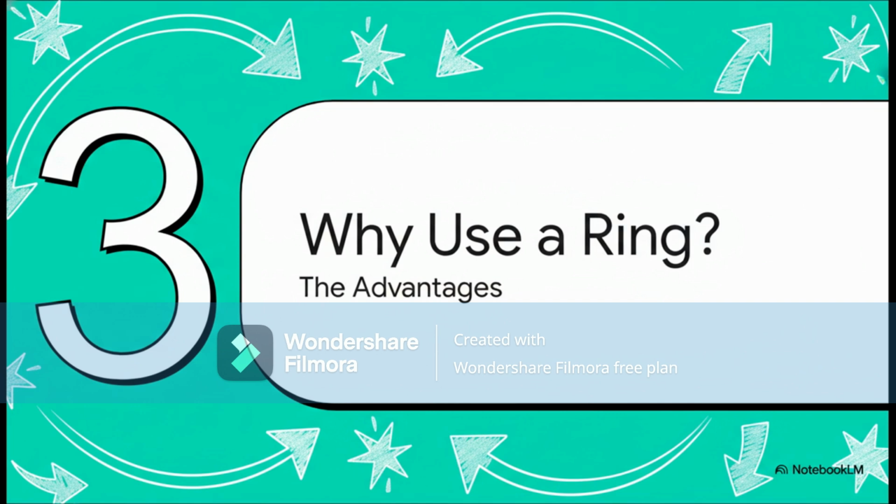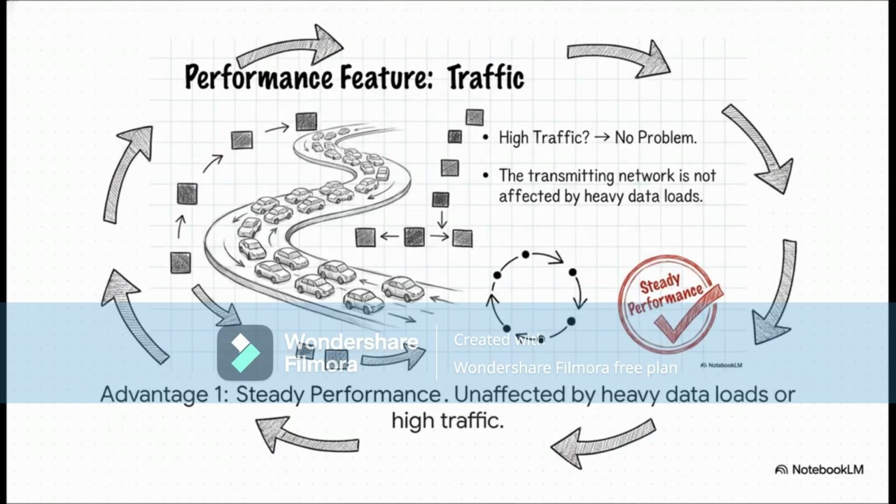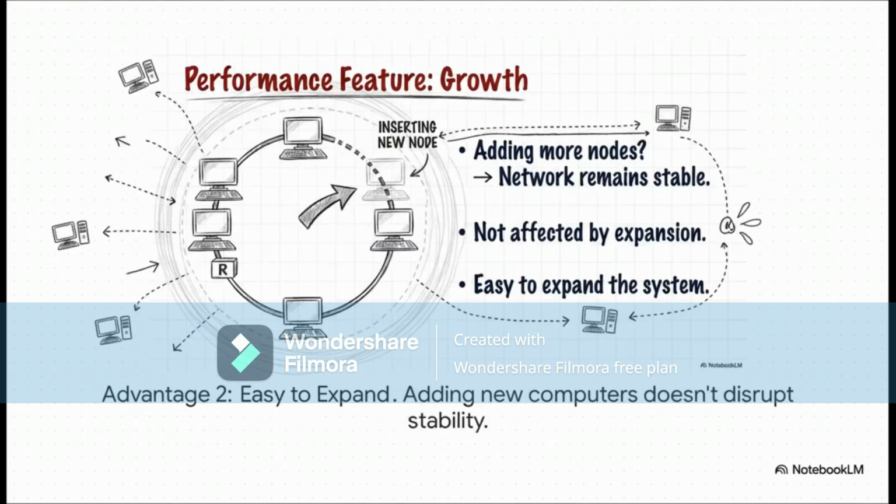Let's break down why this setup is so good, and pay close attention, because these are the kinds of things you'll definitely want to have in your back pocket for the exam. Advantage number one is steady performance. Because the data flow is so organized, one packet after another, all in one direction, the network just doesn't get overwhelmed. You can have tons of data moving around, like really heavy traffic, and the performance stays stable. No traffic jams here.